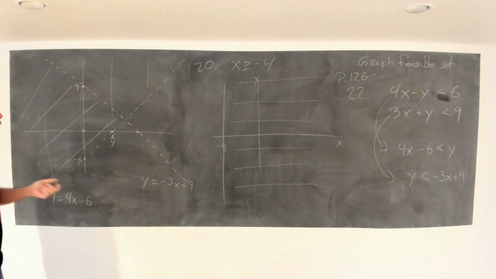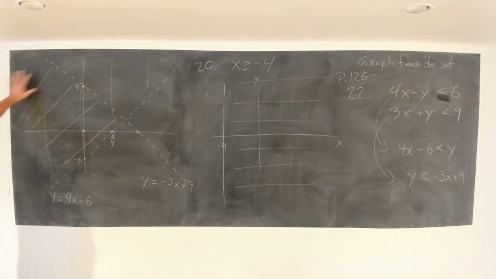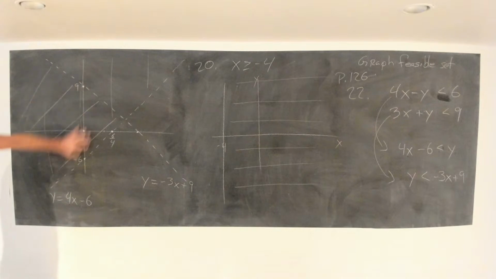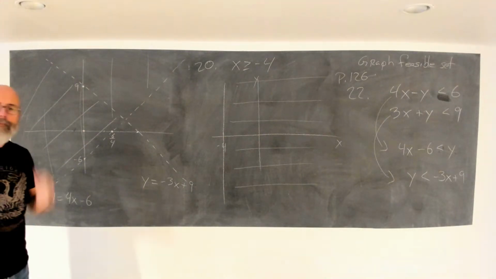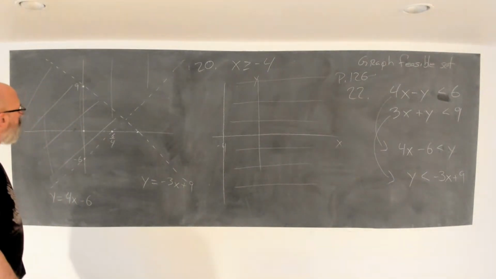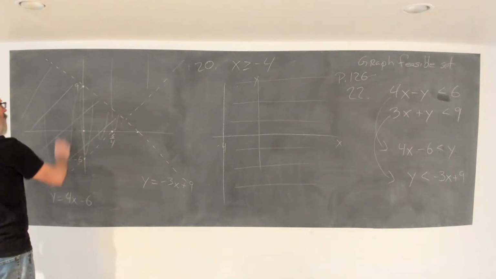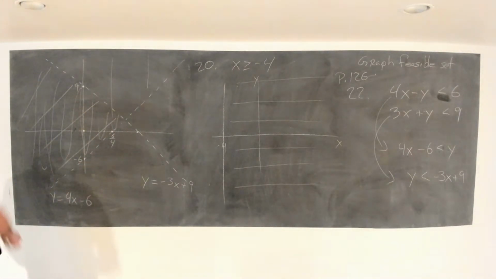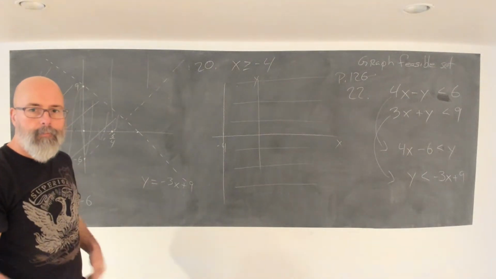Whatever region is doubly shaded, exactly this region right here. This is our feasible set. And so this region right here is our feasible set. Convinced?